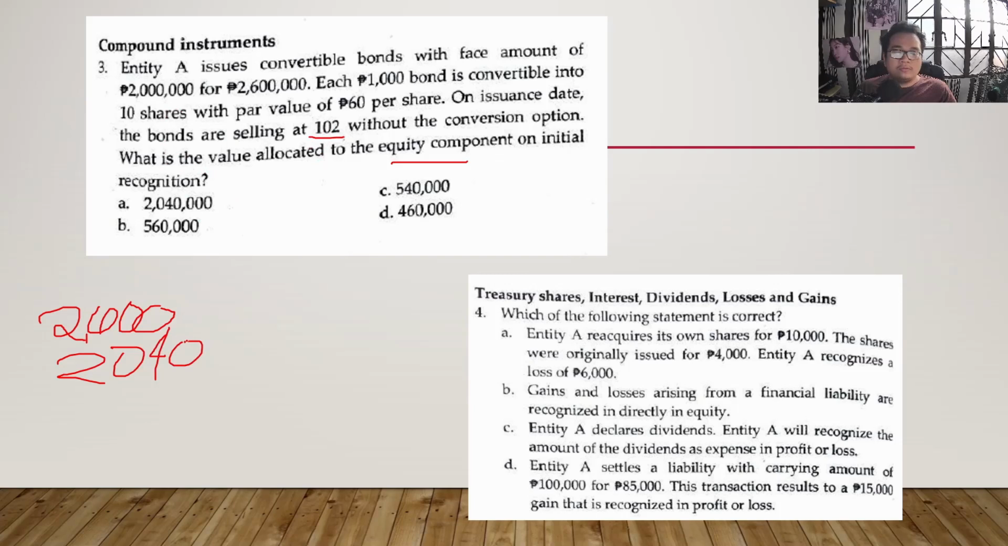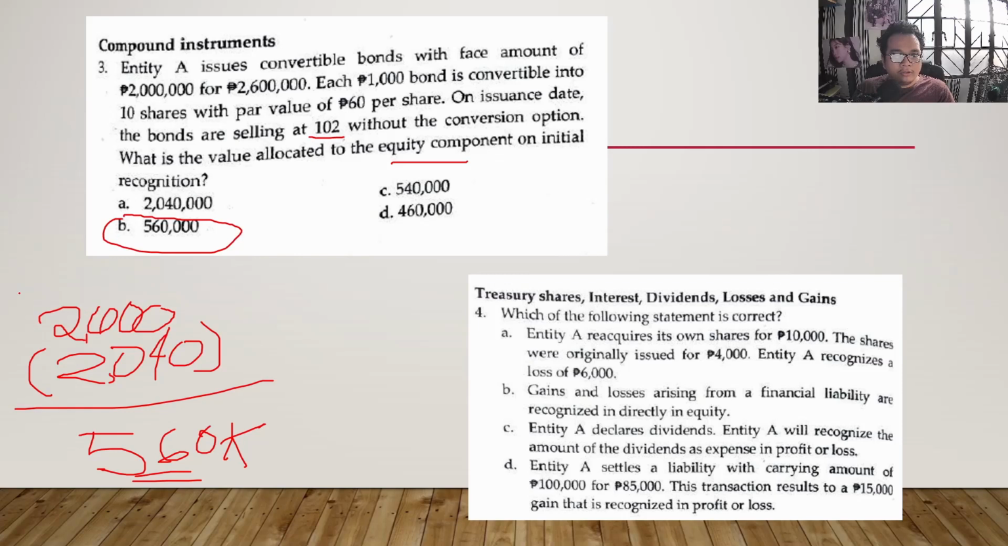So, minus natin. Magkano yan? Minus, it's 560,000. O yun, 560. Lumabas siya. Yan yung value ng ating equity component. Yung total value nila, both liability and equity component, para malaman yung value ni equity, i-deduct mo yung separate value ni liability component. Kasi residual si equity. Yun yung nature niya.